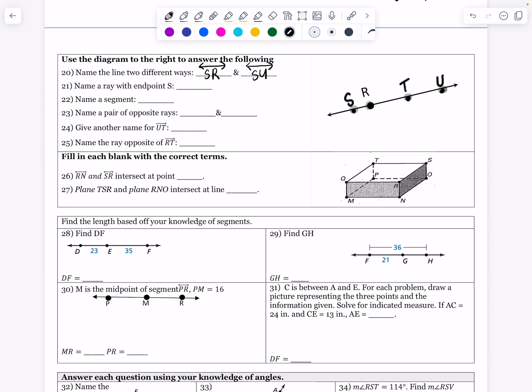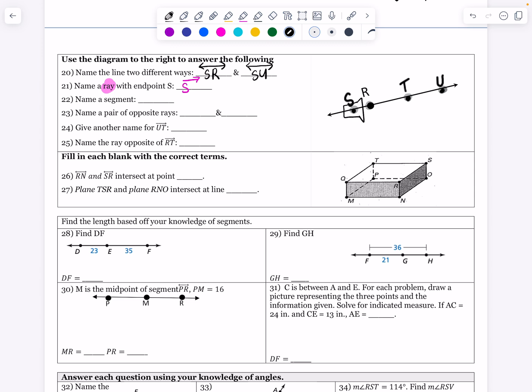Here's the combos: SR, RS, ST, TS, SU, US, RT, TR, TU, and UT. All of those would work. Just make sure you put the line over it to indicate it is a line and not a segment and not a ray. All right, so now we want to name a ray. So immediately I know that in my answer I need to have a ray over it, pointing to the right, with endpoint S. So meaning if this is my flashlight, it's starting at S, that's my source of power. So there's my source of power.